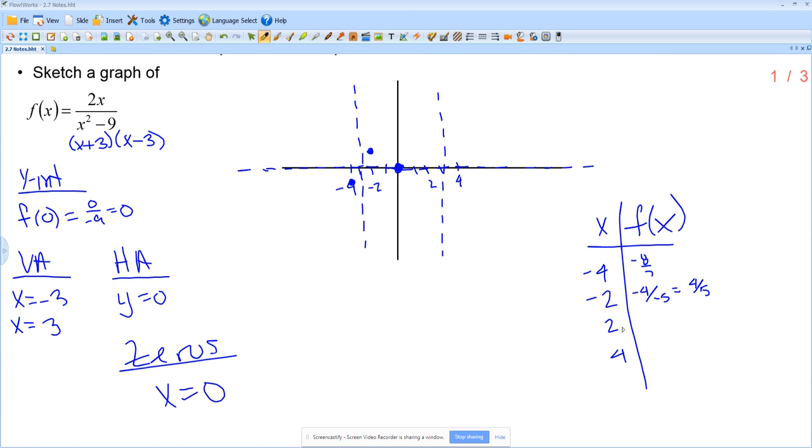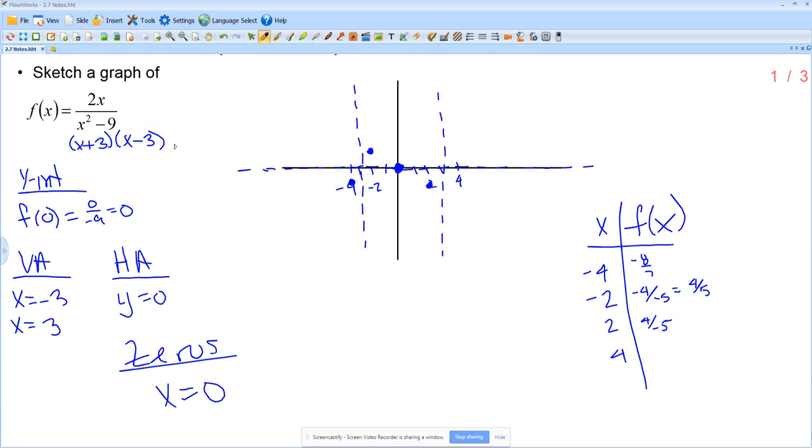Then I substitute in +2. 2 times 2 is 4, over 2 squared is 4, minus 9 is -5. So I have -4/5 now, which means now I'm down here. Sorry, that's not 2. I'm down here for 2. Sorry, 2, I covered you up again.